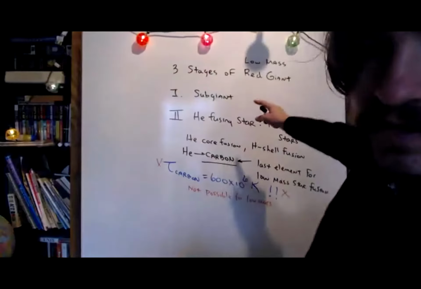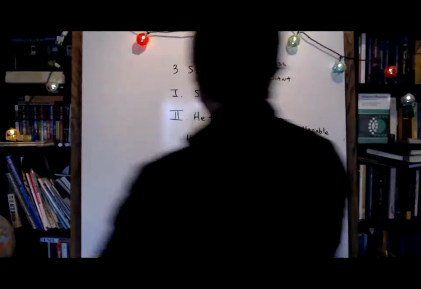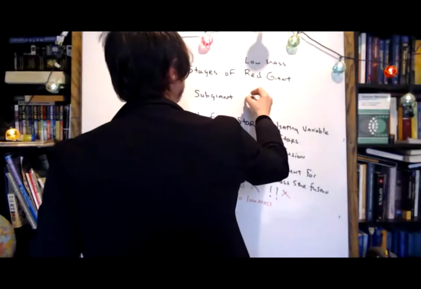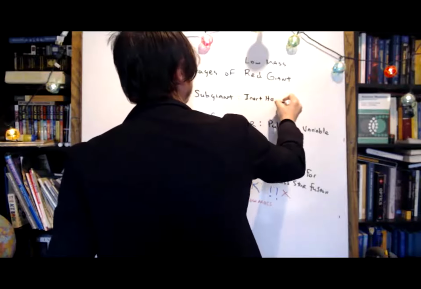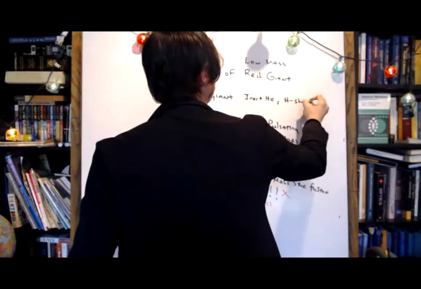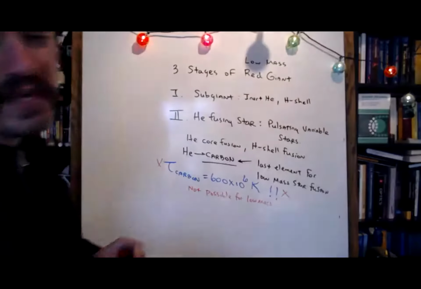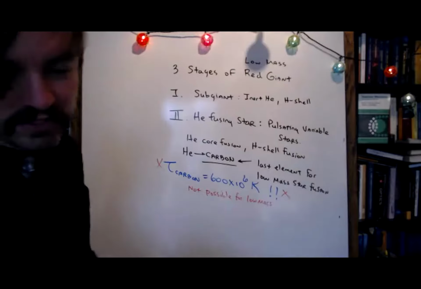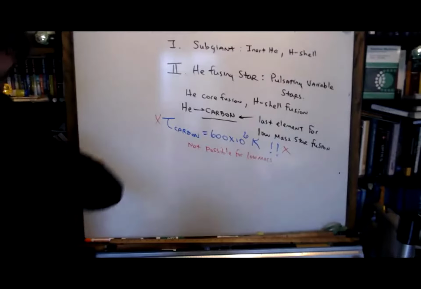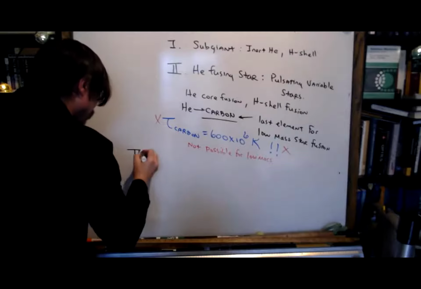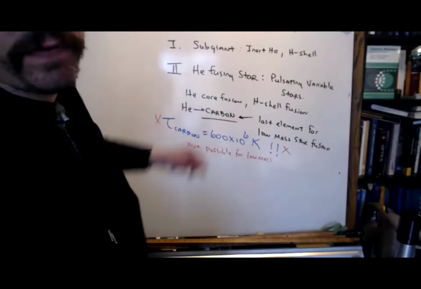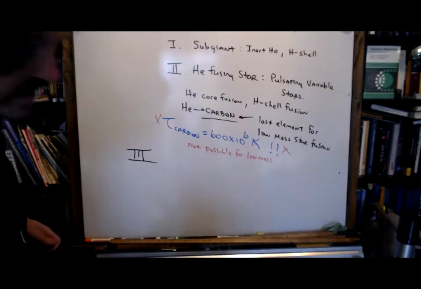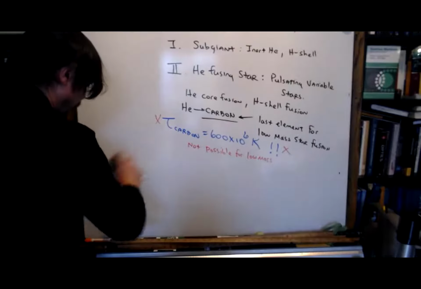Based on what happened during the subgiant phase, remember that for a subgiant phase, you had inert helium and hydrogen shell fusion. Okay, this might break your spirit bank, but let's just try it. Can you guys predict what is going to happen in stage 3? When our sun uses up all of its helium core fusion? What will stage 3 of our red giant look like?